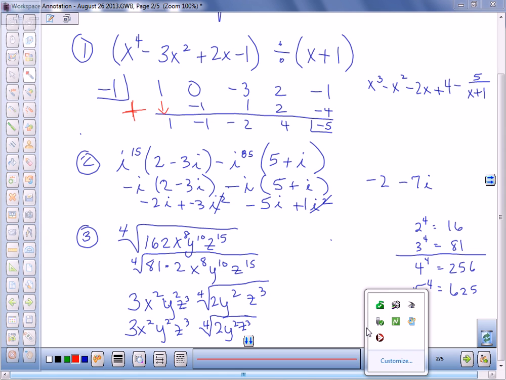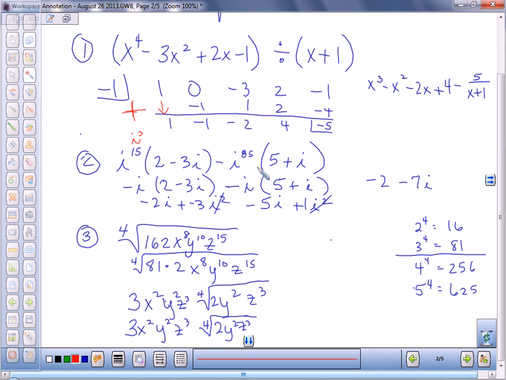So we look at 15 and we say, hey, 4 goes in there 3 times, and the remainder part is the important part. So what's the remainder? 3. So i to the 15th is really equivalent to i to the 3rd. All right, i to the 85th, it goes in there completely 21 times, and the remainder is 1. So i to the 3rd has a value of negative i. i to the 1st is just i.